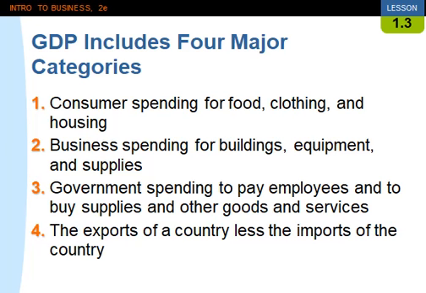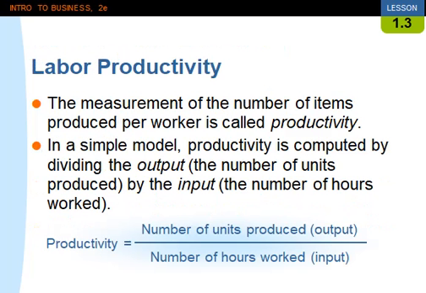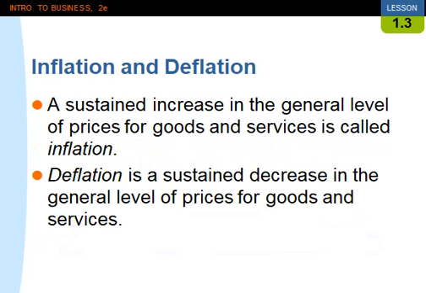The measurement of the number of items produced per worker is called productivity. An increase in productivity is an important source of economic growth. Improvements in the quality of capital equipment, worker training, and management techniques can result in greater output from the same number of workers.